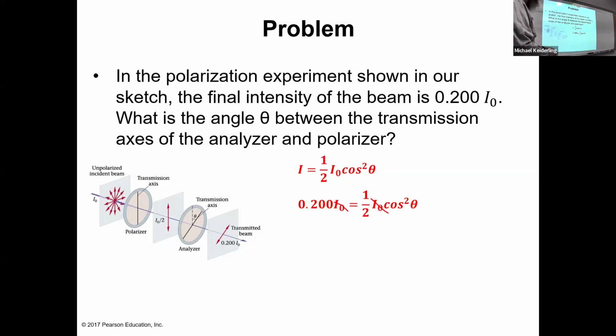So that final intensity is 0.2 times I naught. The I naughts cancel. And so we get 0.2 equals 1/2 cosine theta squared. So 0.4 equals cosine squared theta. So the square root of 0.4 equals cosine theta. So if you take the inverse cosine of the square root of 0.4, you get 50.8 degrees. If this had come out at 0.25, it'd be 45 degrees.